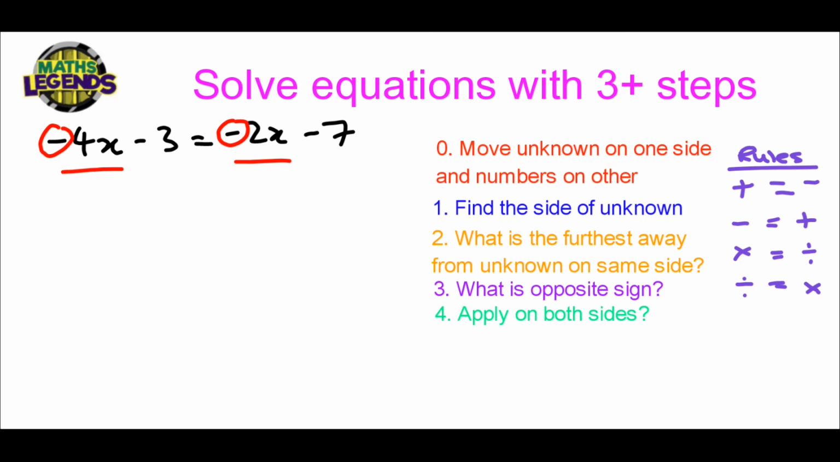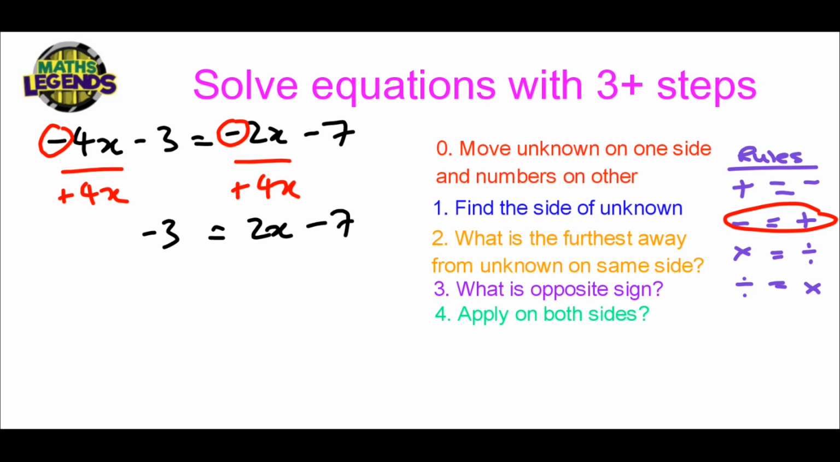So here, the opposite on our rules, again, is going to be a plus. So we need to do plus 4x on both sides. We simplify. So minus 4x plus 4x is 0. So minus 3 equals minus 2x plus 4x, which is 2x, minus 7. So x is on the right hand side. Minus 7 is furthest away. So we need to apply plus 7 on both sides. We then simplify. So this becomes 4 equals 2x. Minus 7 plus 7 cancels.